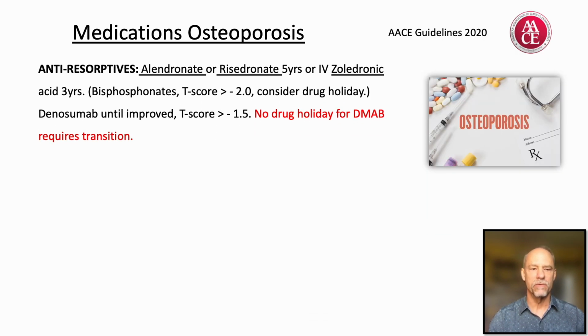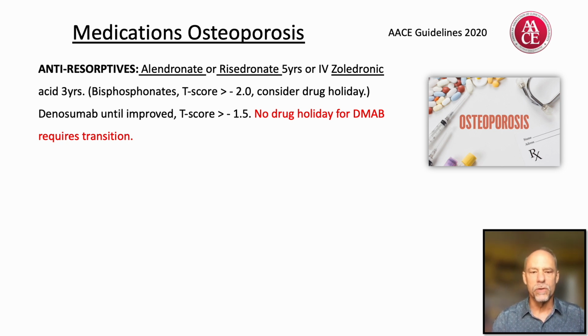So more on the medications. The anti-resorptive medications, alendronate and risedronate, we can use for 5 years out of the gate, or IV zoledronic acid, which is used once yearly for 3 years. If there's an improvement, that is their T-score now is better than -2.0, then we can consider a drug holiday for these oral anti-resorptives. For denosumab, if the T-score is better than negative 1.5, we can consider making a transition.